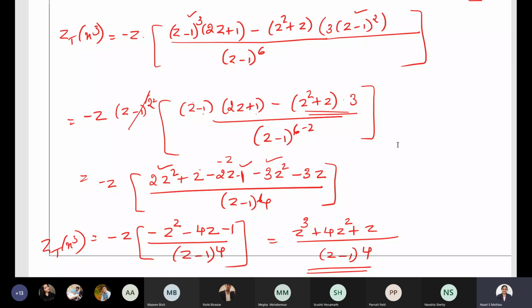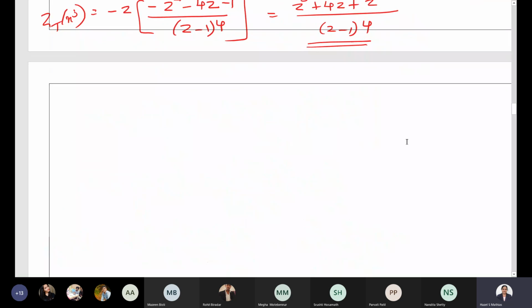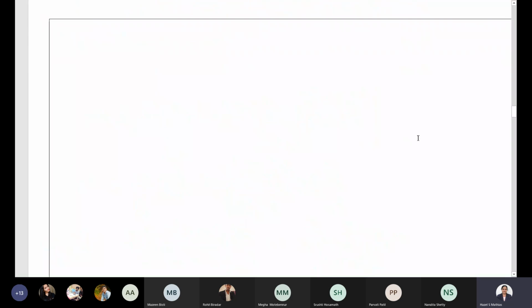Okay. Let's discuss the next thing we have over here. That is the properties we have. Certain properties of Z transforms we will be discussing. So first one is the linearity property. Okay, let's discuss about linearity property of Z transforms.